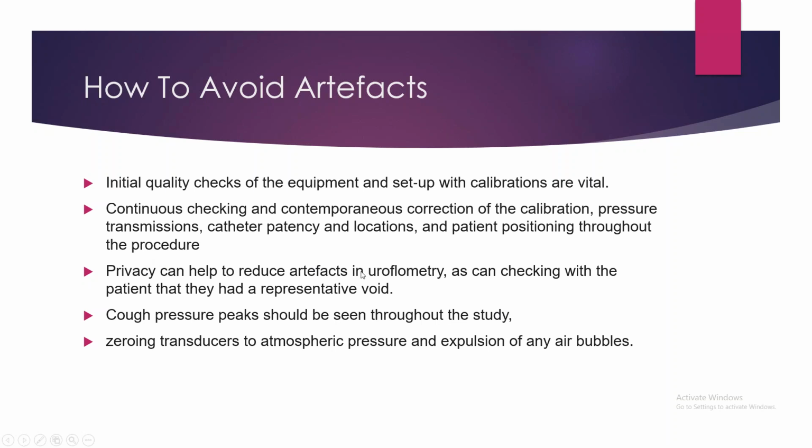Privacy can help to reduce the artifacts in uroflowmetry, as can checking with the patient that they have had a representative void. So that means we have to ask whether they have voided normally or not. Cuff pressure leaks should be seen throughout the study, and zeroing the transducer to atmospheric pressure and expulsion of any air bubbles. So air bubbles are also an important cause for artifacts.